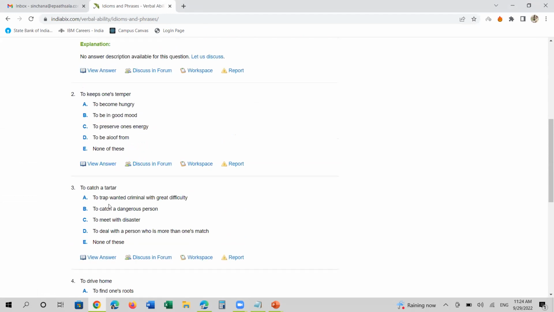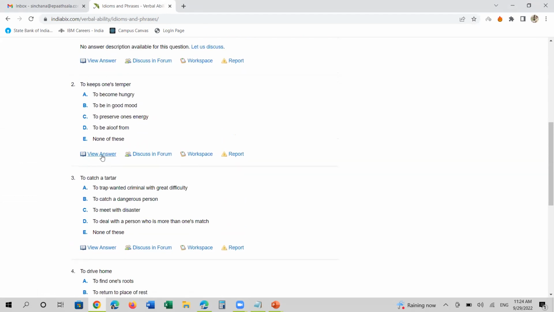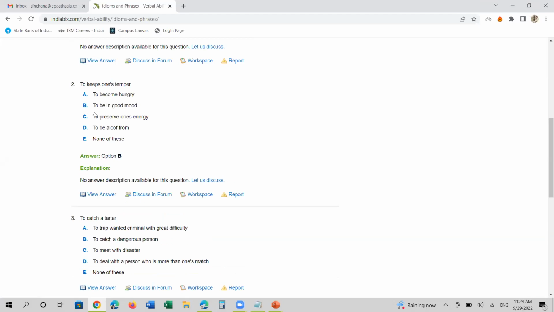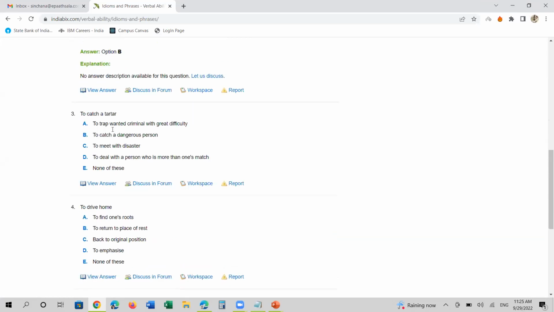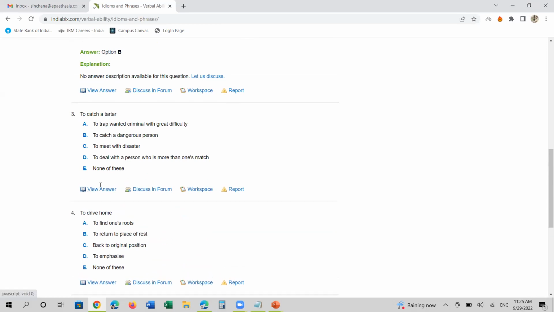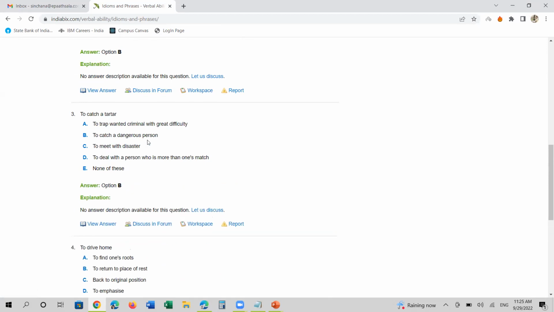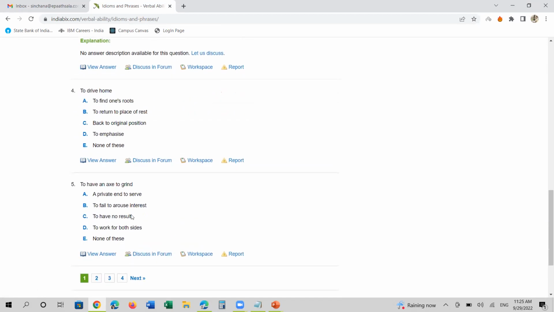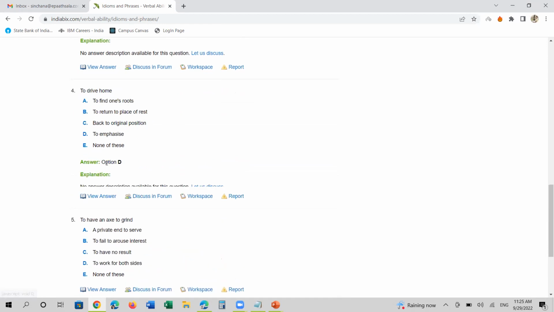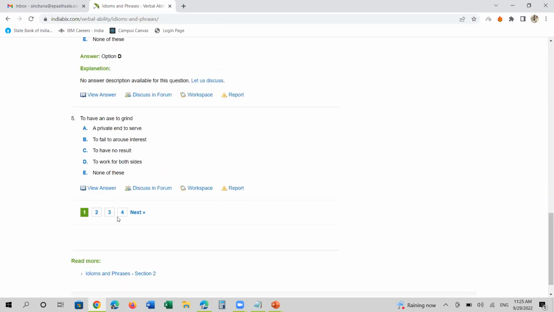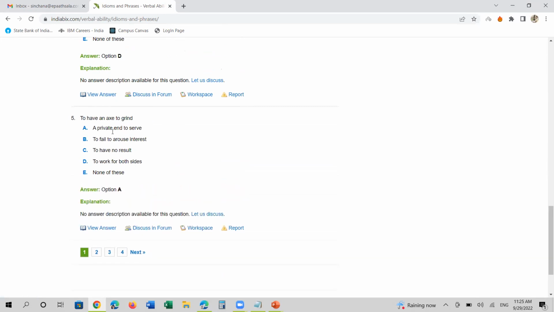To keep one's temper means option B, to be in good mood. To catch a turtle means option B, to catch a dangerous person. To drive home means option D, to emphasize. To have an axe to grind means a private aim to serve.